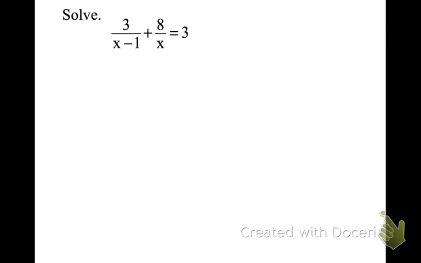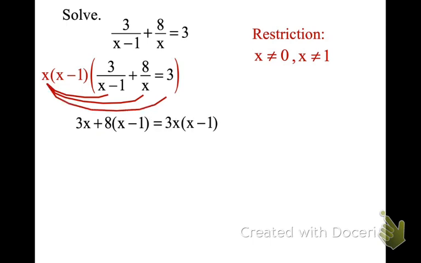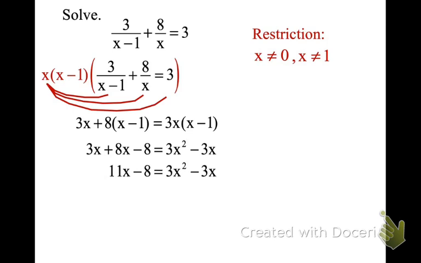Now let's check our work. My restrictions are 1 or 0. Okay, my least common denominator is x times x minus 1. I'm going to distribute. I get 3x. I get 8 times x minus 1. And I get 3x times x minus 1. I can distribute. I get 3x plus 8x minus 8. And then I get 3x squared minus 3x. Over here I have 11x. Combine my like terms. And now I'm going to move everything over to the right. So I'm going to subtract 11x and add 8.